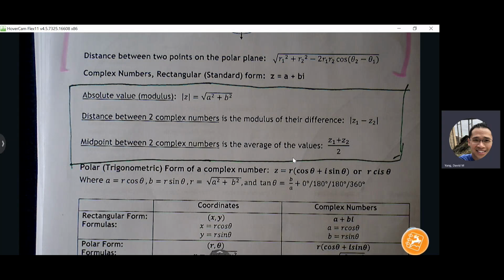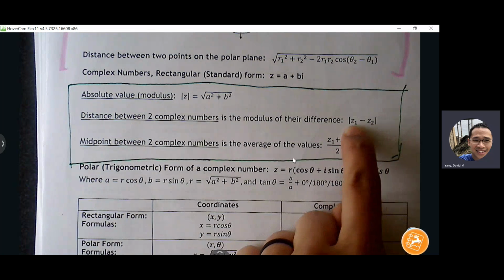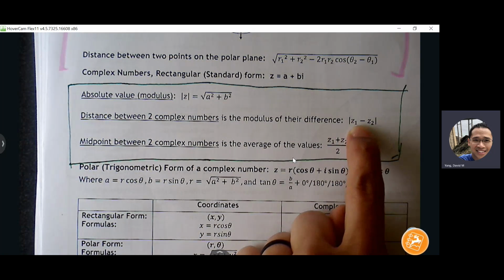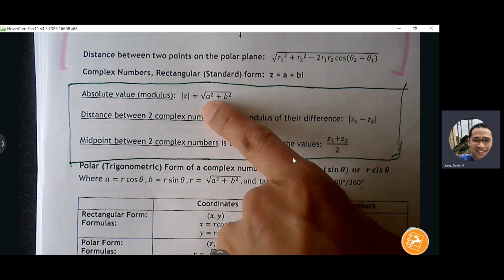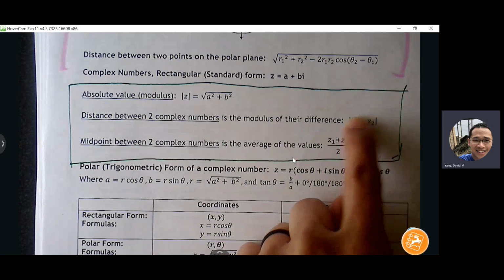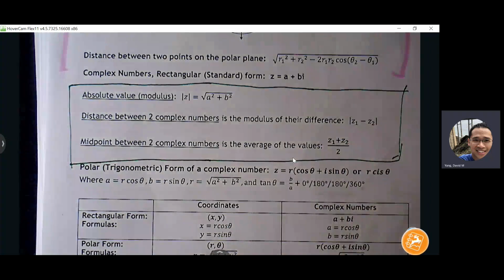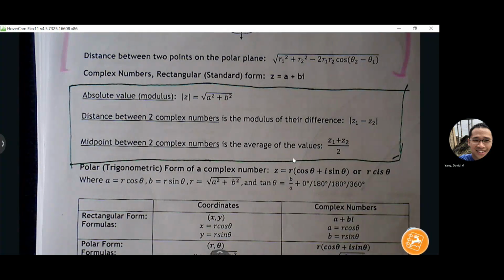This is between two complex numbers. This is where we first subtract the two vectors or the two complex numbers, and then we just treat it like how we would with modulus. We just take that resulting complex number, and then we find the modulus, find the distance. And then midpoint, we add the like terms together and we divide each by 2.